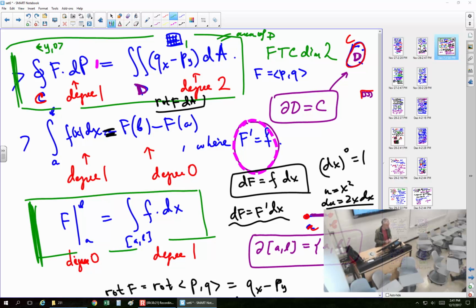What? What was the question? Sorry. How do I use this formula to compute the length of AB, which is actually B minus A? So that's the length of integral AB.